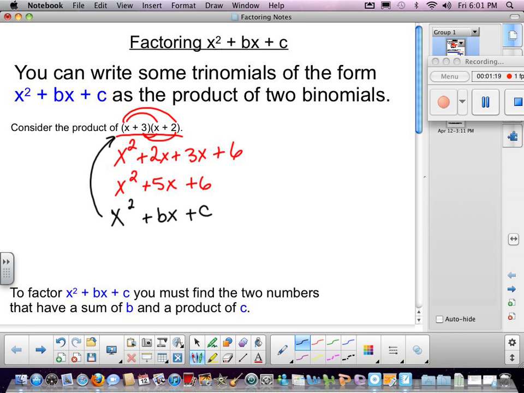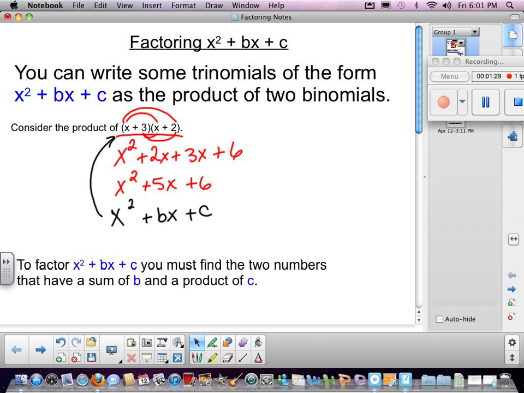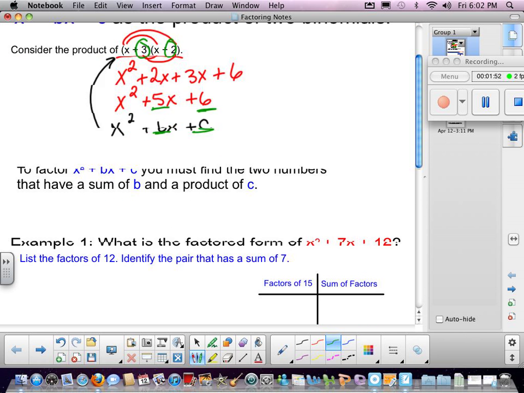But if you look back up at the top, it could also be written as the product of x plus 3 and x plus 2. In order to factor x squared plus bx plus c, you must find the two numbers that have a sum that adds up to the b term, or 5, but also give you a product of c, such as this 2 and 3. When you add 2 and 3 together, it gives you 5. When you multiply 2 by 3, you end up with 6.